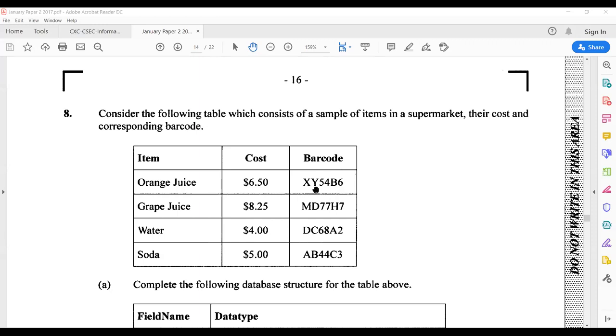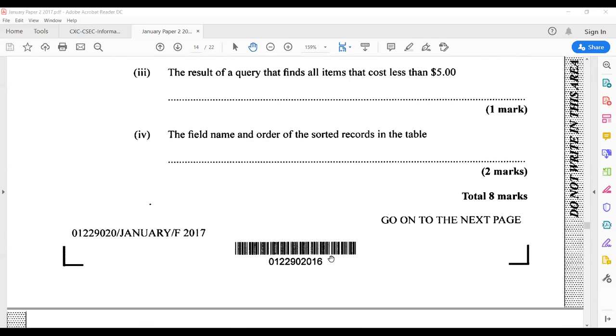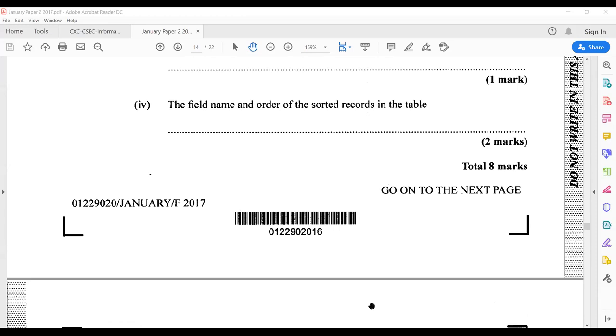So the barcode now should be the answer. And you look at it. You start with X, Y, then you go to M, D, and A. So this looks like an order for sure. And in which order? It's in descending order, meaning it starts from the last or the higher letters and then goes down to the lower letters in the alphabet. All right, so that's the answer for this question. And that will be a total of 8 marks.